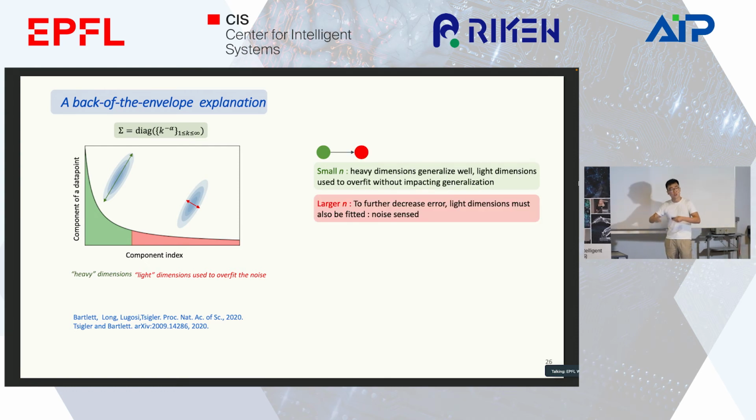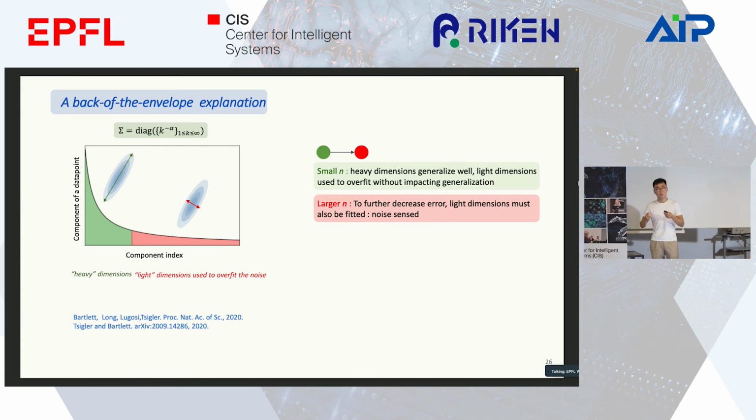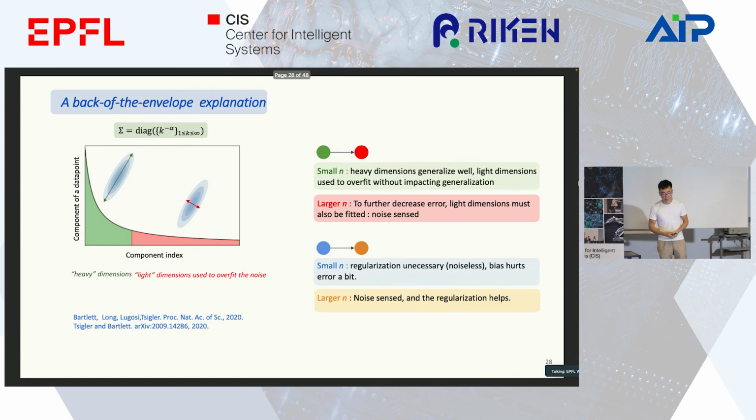But if you go to a larger number of samples and your error decreases and decreases, at some point for your error to decrease further, you actually need to generalize well also on those lighter dimensions. And then you have to deal with the noise, and that's why the learning task becomes more complex and you have this slowdown of the decay rate for the generalization error. Same thing happens for the other type of crossover.